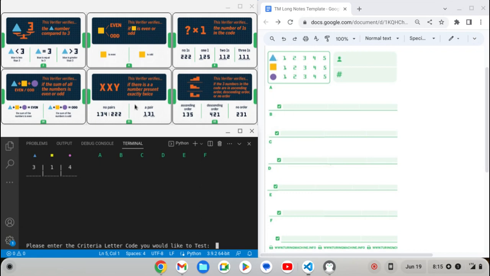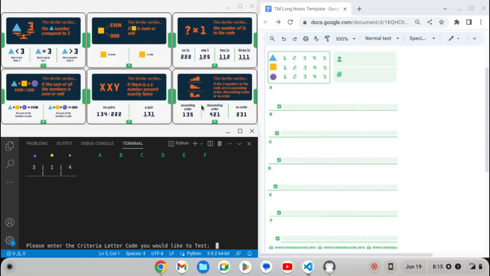Criteria card E again looks at our 3-digit solution and will let us know a little bit about how it's structured, in the sense that there could be a pair, a repeating digit, as in the example 131, or alternatively it has no pair, but there are a couple of possible scenarios. They could all be different digits, as in the example 134, or it could be the same digit repeated 3 times, as in the example 222.